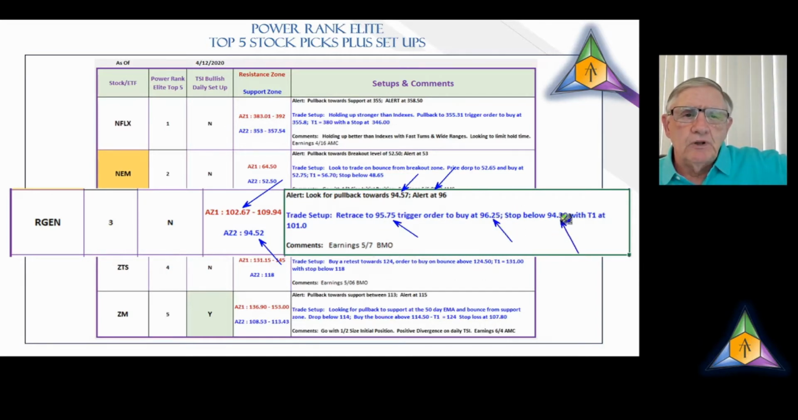If I drop below $94.30, that's my stop loss. That is basically defining my risk for this trade. And then I also want to identify a T1. What's T1 stand for? That is my level for my first profit target on this particular trade.